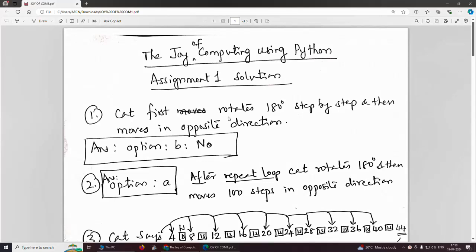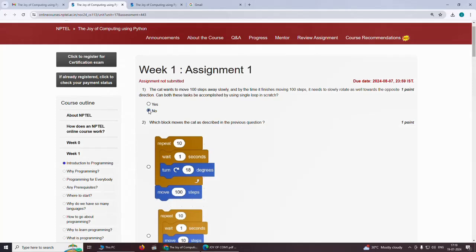Cat first rotates 180 degrees step by step and then moves in the opposite direction. So the answer is option B, no. Second question, which block moves the cat as described in the previous question?